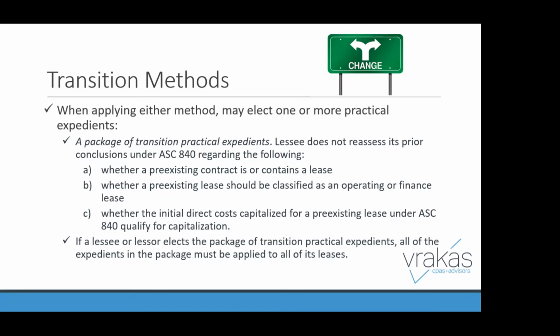And the third is that you don't have to go back and look at those initial direct costs and see if they meet the initial direct cost definition under the new standard. If you had capitalized direct costs under the previous standard, you can just leave those and continue to account for them as you were. So again, if you elect one of these three options, you basically have to adopt them all. And we do expect that most clients would probably do so because it should ease the burden of transition and adoption of the standard.